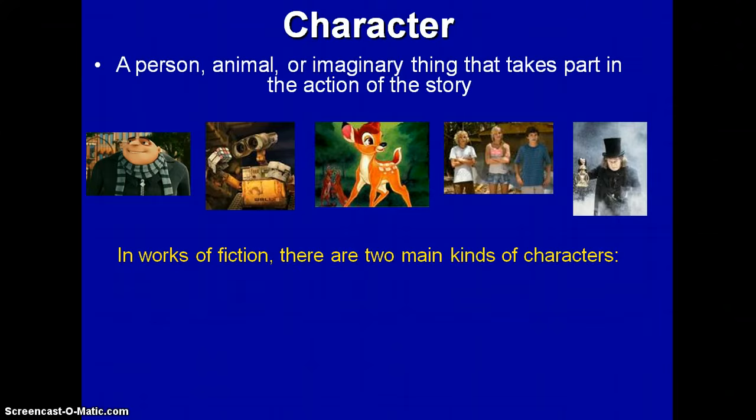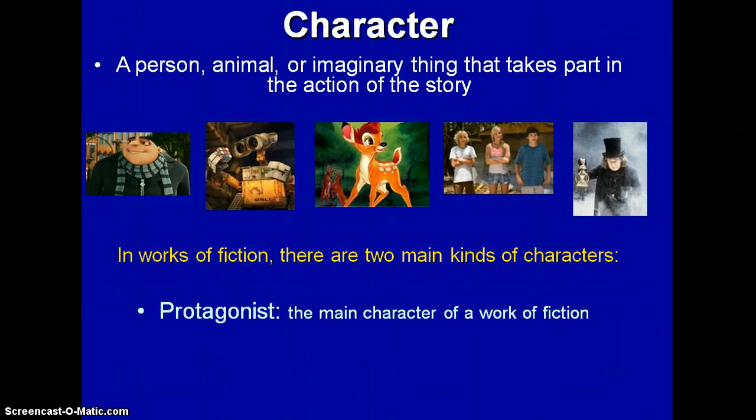Now we have two main types of characters. The first type is called the protagonist. This is the main character in your story. If you think about that prefix pro, it means for or forward. The protagonist, thus, moves the story forward. And the reason that this happens is because the protagonist is the character who has the main conflict. Our last flip lesson focused in on main conflict. The protagonist must be involved in that main conflict.